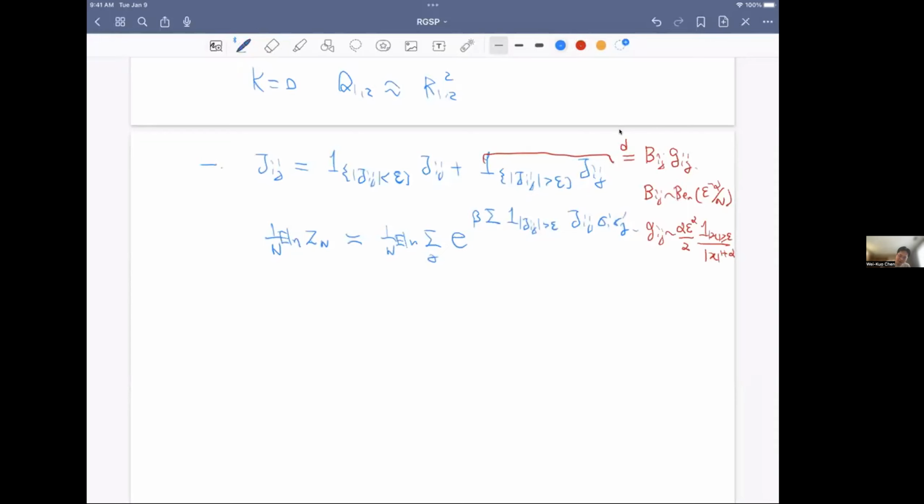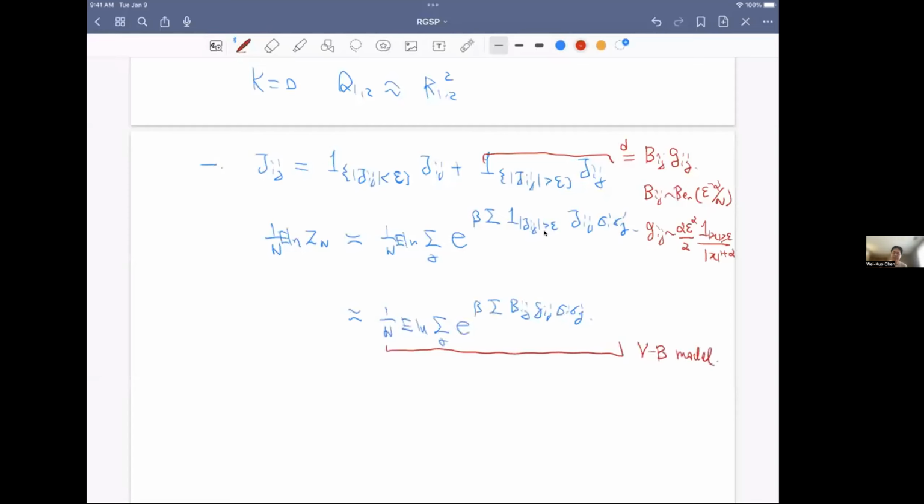So in other words, if we make this observation, now I can substitute this portion, the spin interaction here, so that this is asymptotically like 1 over n expectation log of the sum over sigma of e to the beta times the sum of B_ij G_ij sigma_i sigma_j. All right, so what is this? This is essentially the Viana-Bray model.